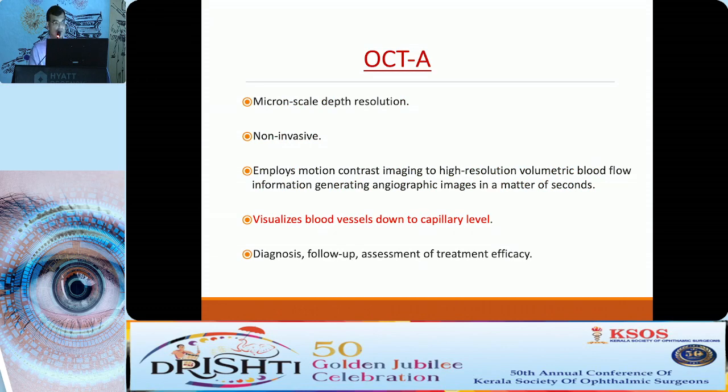It's a non-invasive modality, employs motion contrast imaging for high resolution volumetric blood flow analysis, and visualizes blood flow down to the capillary level in the choroid also. The flow which is less or more than the usual flow will be difficult to visualize. So the flow has to be within the limits of what the machine can recognize. It has to be a moderate flow.